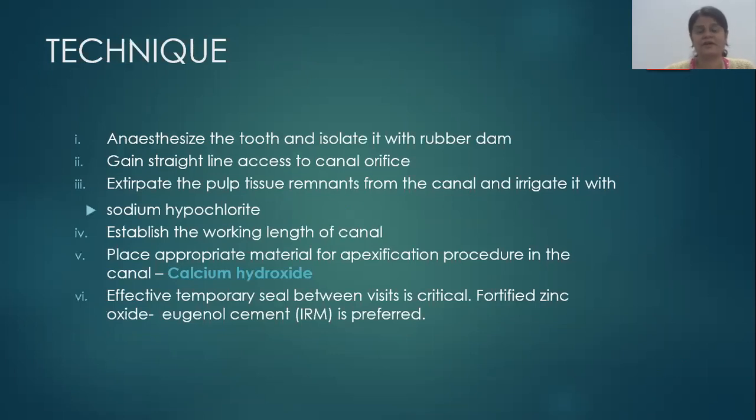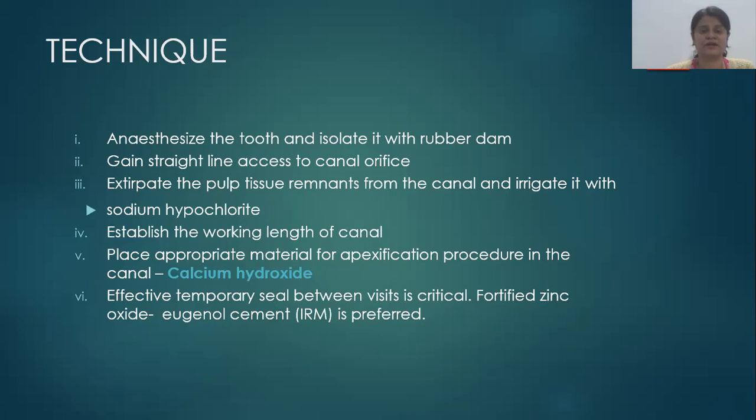So, what is the technique of placing MTA in an apexification procedure? First, anesthetize the tooth and isolate it with a rubber dam. Gain straight line access to the canal orifice. Extirpate the pulp tissue remnants from the canal and irrigate with sodium hypochlorite or saline. Establish the working length of the canal.